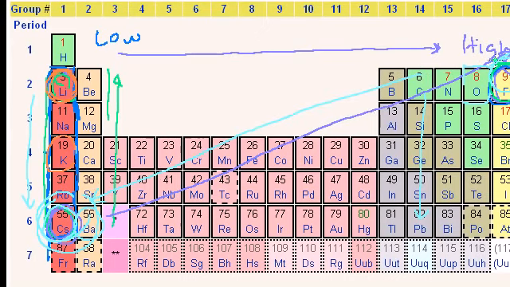These guys love to hog electrons. These guys love to give them away. Right? So ionization energy increased to the top right. Electronegativity increased to the top right. Metallic nature increased to the bottom left.